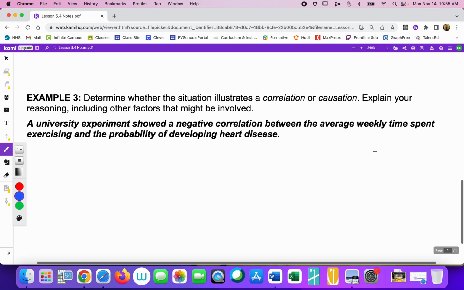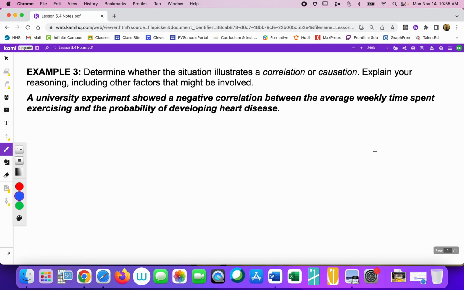So we had a physical graph, we had a table. Again, you can make a graph if you really want to. That's totally your choice. Now you have a statement. So we're going to talk about this one too. Determine whether the situation illustrates a correlation or causation, and we're going to explain our reasoning and include other factors that might be taken into account here. A university experiment showed a negative correlation between the average weekly time spent exercising and the probability of developing heart disease. Okay, now I'd already determined there's a correlation. Okay, so explaining why that's a negative correlation. Okay, so to explain this if you had to.